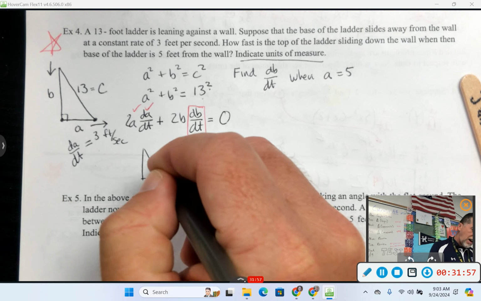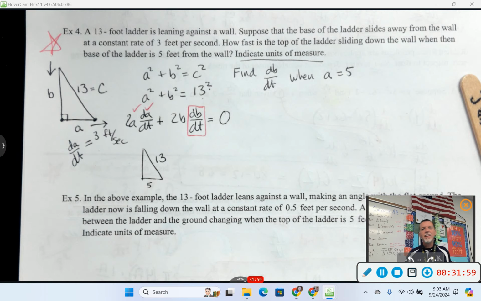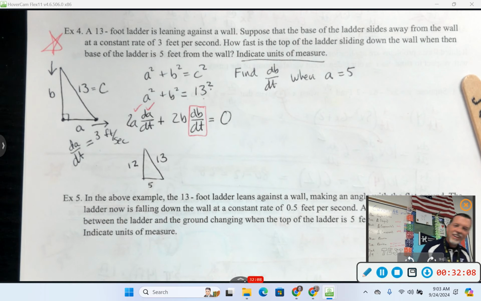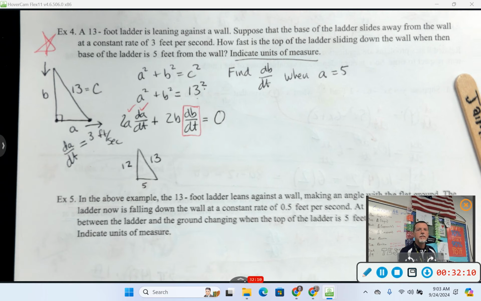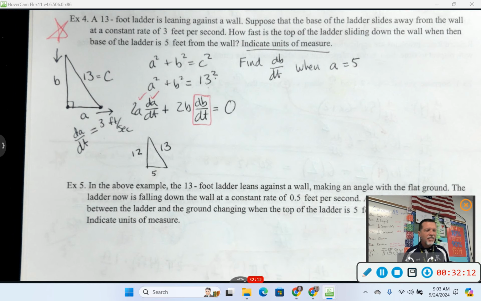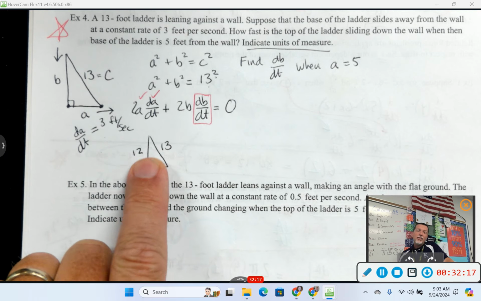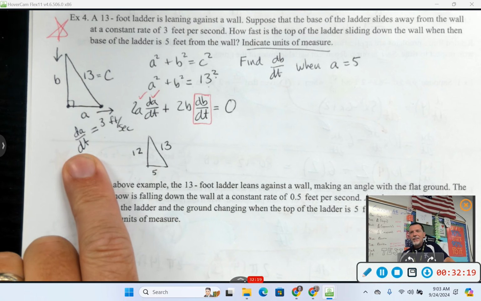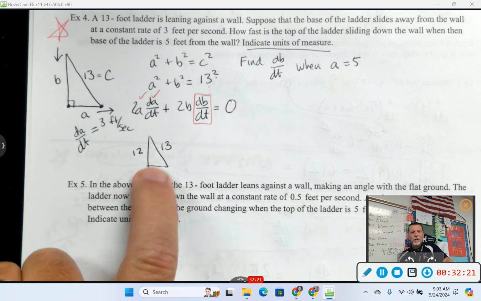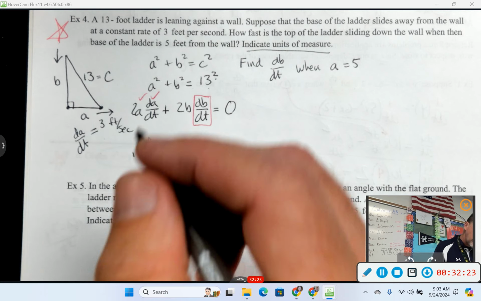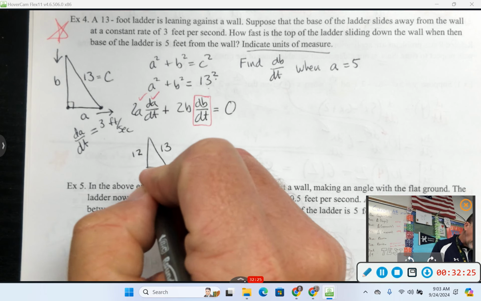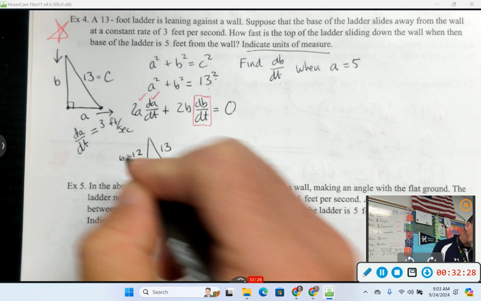Well, A is 5, C is 13. Geometry all-stars. Yes, Seth, say it. 12. 5, 12, 13. I mean, the AP test is hard enough, but frequently they throw little things in like that, where I guess if you forgot it, you could still do a squared plus b squared equals c squared, but hopefully you would remember 5, 12, 13. So when A is 5, B is 12.